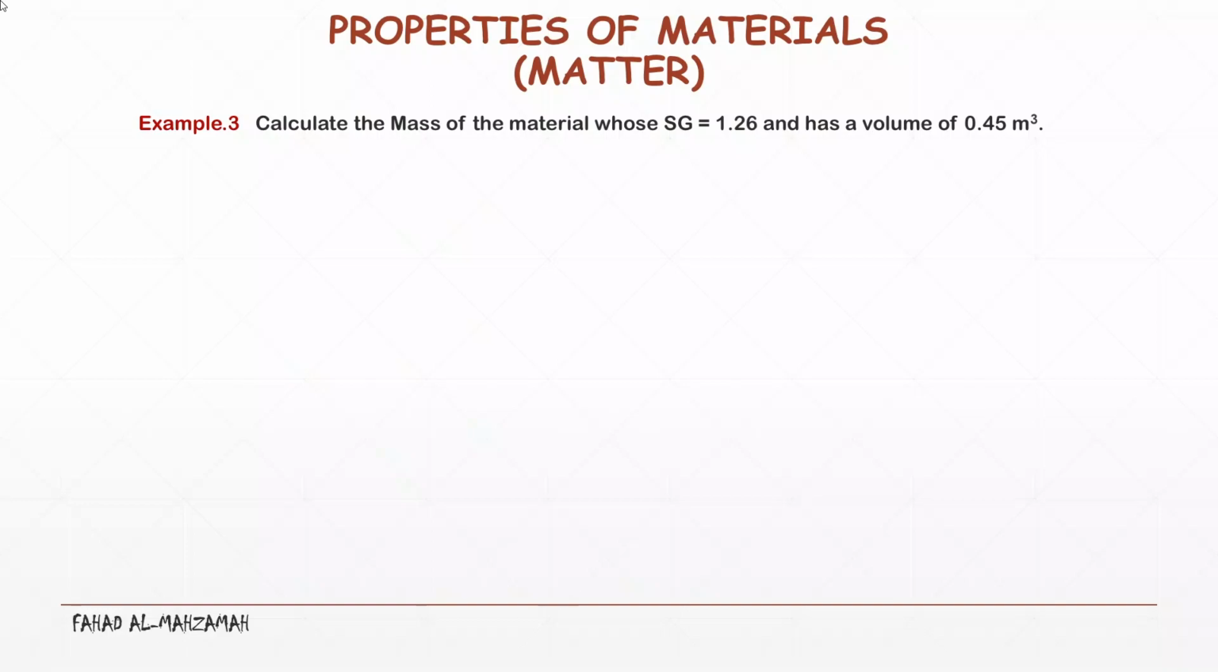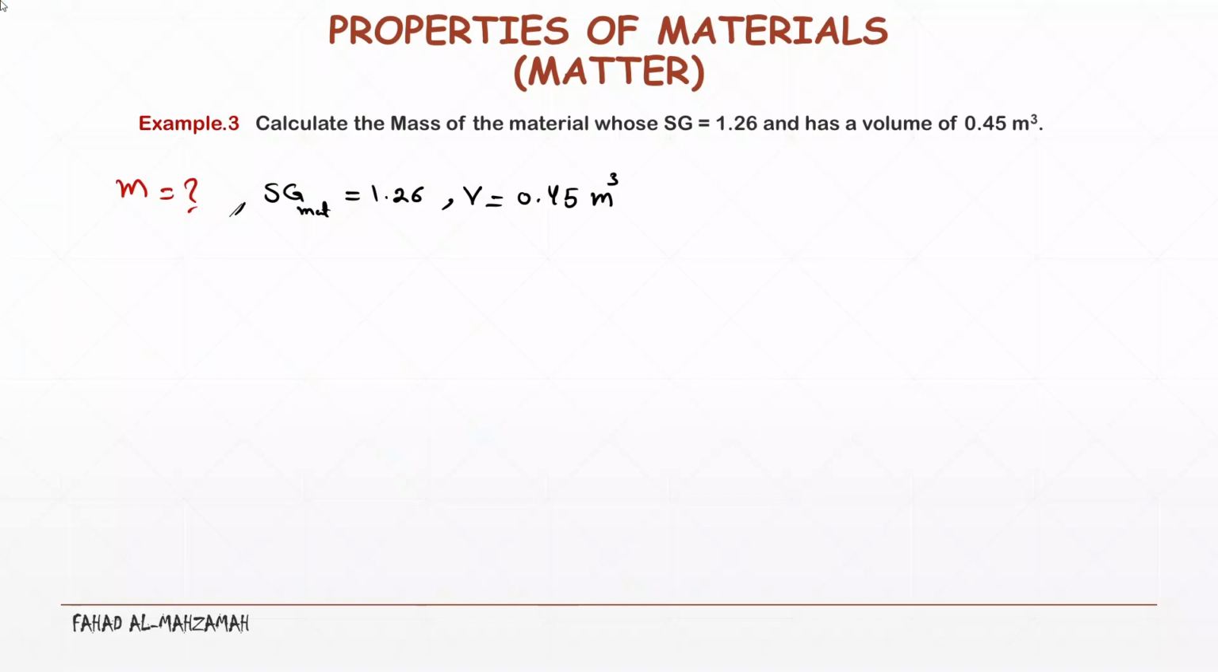So it's asked to find the mass of such a material, and that material has a specific gravity of 1.26, and the volume of that material is equal to 0.45 cubic meter. So where can we find the mass?